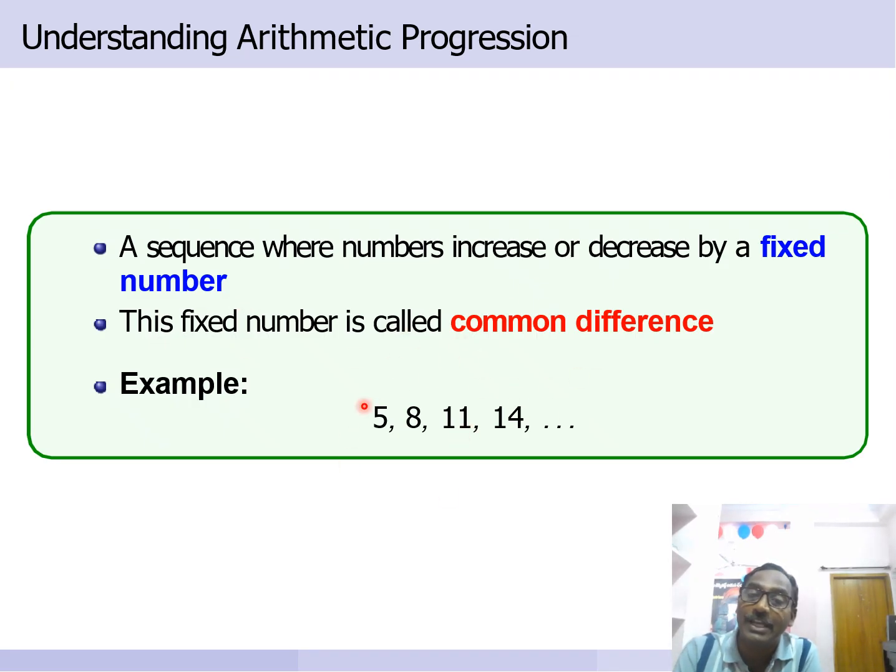What is the common difference here? 3. 3 is the common difference. So the first term is 5, second term is 8, third term is 11, fourth term is 14. Say first term A1 equals 5, A2 equals 8, A3 equals 11, A4 equals 14. Then A2 minus A1, that is 8 minus 5, is 3. A3 minus A2, that is 11 minus 8, is also 3. Now A4 minus A3 is also 3. So the common difference is 3 here.